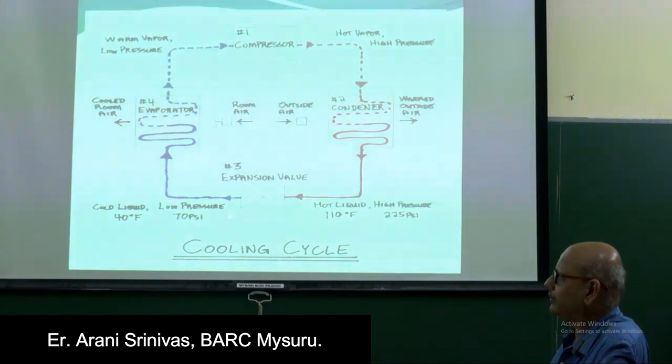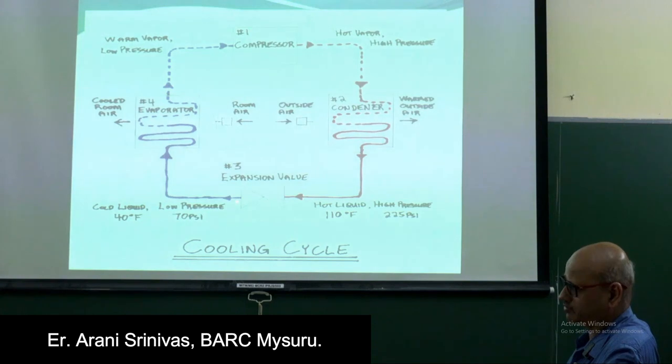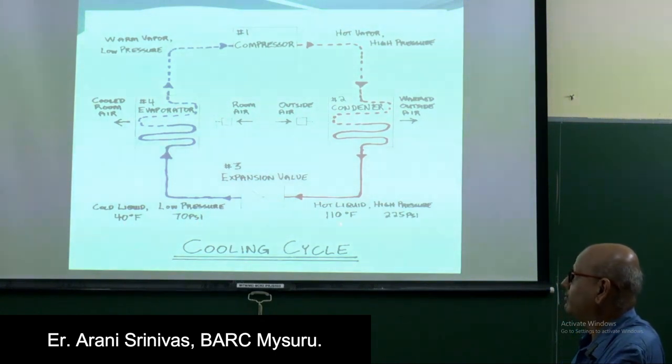Here I told you we control pressure and temperature to change the state of a gas. This is called the expansion valve. The purpose of the expansion valve is to reduce the pressure from 225 psi to 70 psi. It will have a small orifice. This high pressure gas comes through the orifice, and because of the Joule-Thomson effect it starts evaporating, its pressure drops to 70 psi, and the temperature also comes down from 110 degrees F to 40 degrees F.